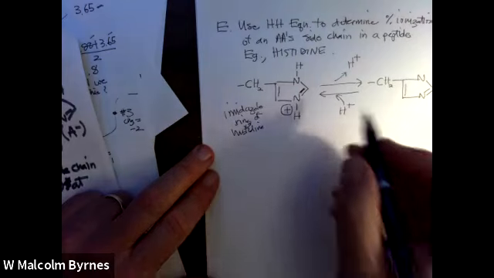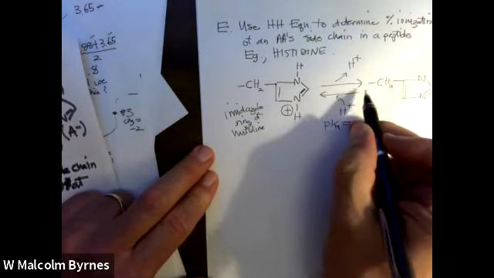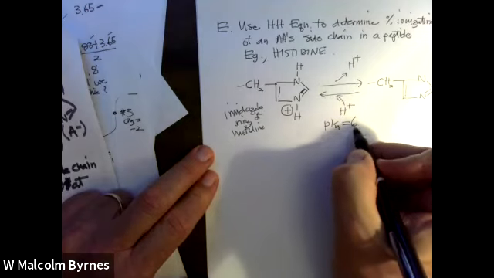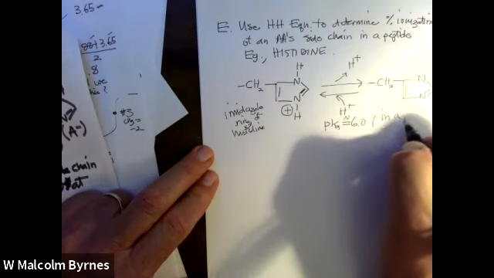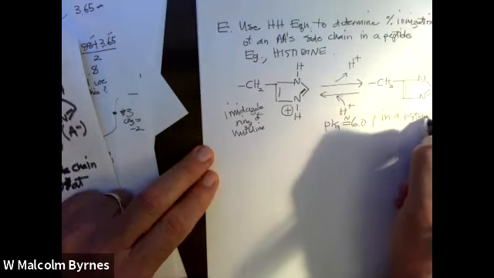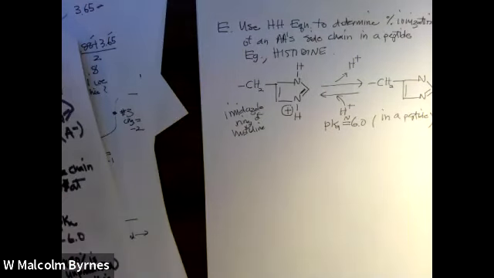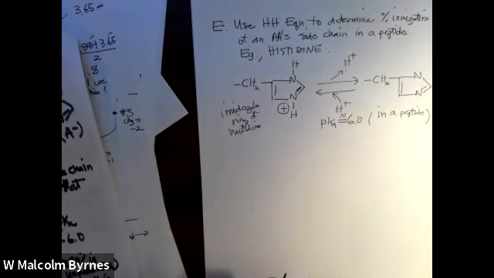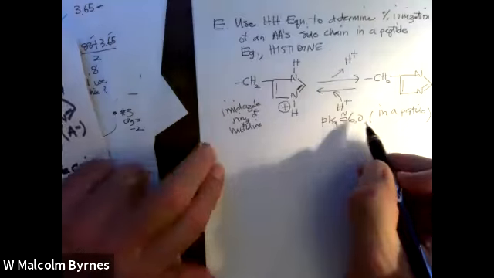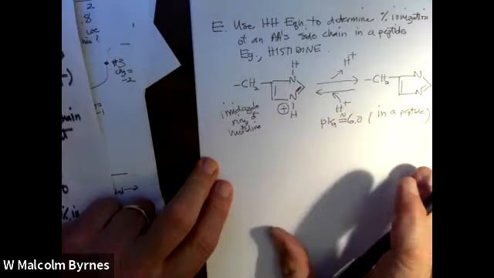Yes, and the pKa for this ionization is about 6.0, and I want to emphasize that this is in a peptide, not a protein, because in a protein, the microenvironment around the histidine side chain can tweak or change the pKa value. So it's often not 6, but here it is in a peptide which is exposed to solvent.